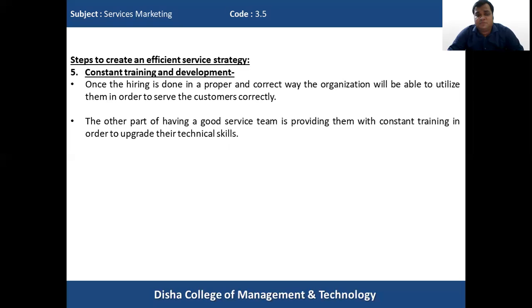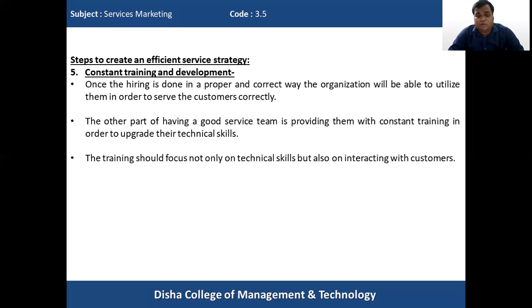Because when these human resources are properly trained and their technical skills are upgraded, they will be able to satisfy the customer more. They will be able to better meet the service expectations of the customers. So this is the reason why more training and development has to be given to the proper human resources that have been hired.